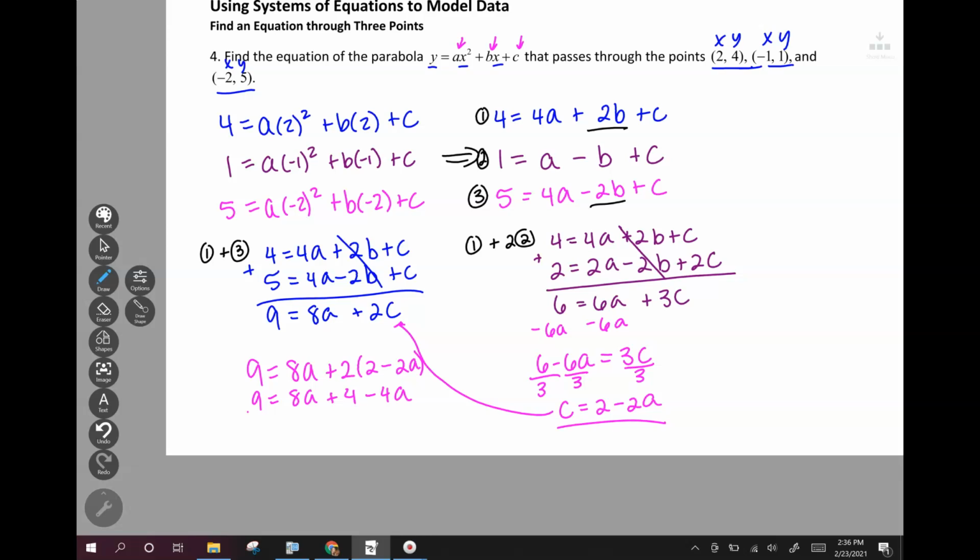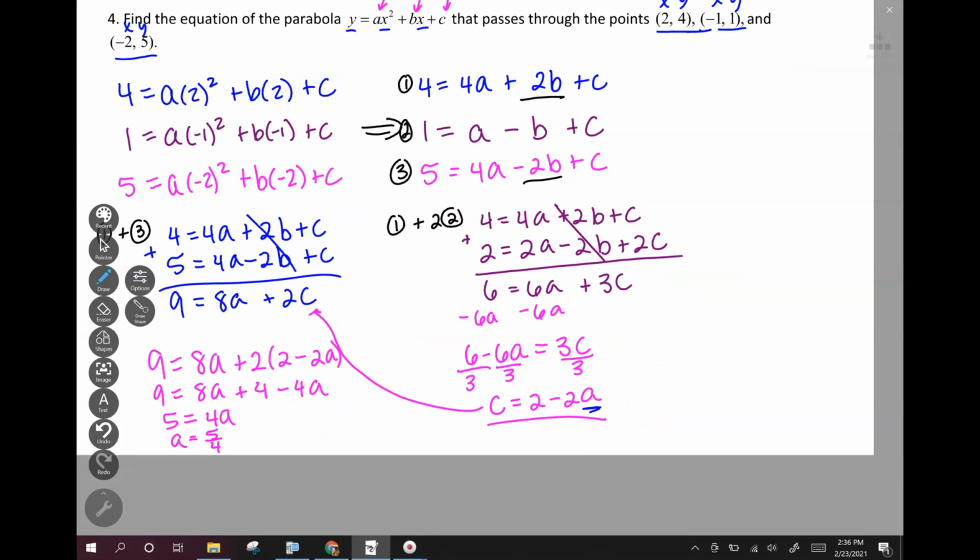Okay, combine like terms. I'm going to subtract the 4 over. Combine these two, that gives me 4a. So a equals 5 divided by 4. So I've already figured out what a equals. Now I need to plug that back in to either of my equations to solve for c. So I'm going to substitute it in for a right here. So I have c equals 2 minus 2a. Well, I found out a was 5 over 4.